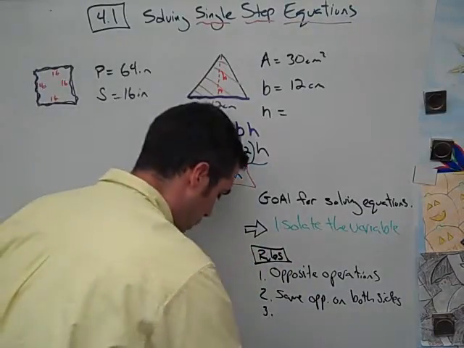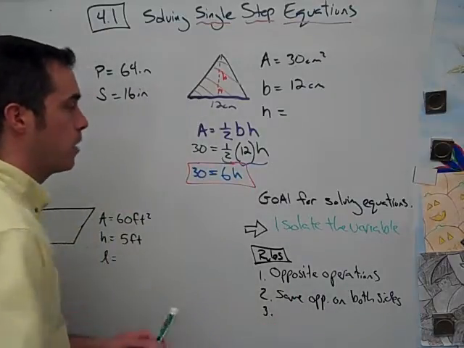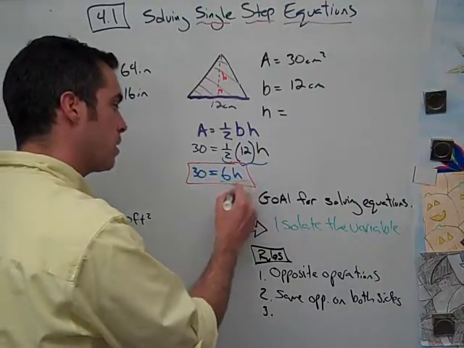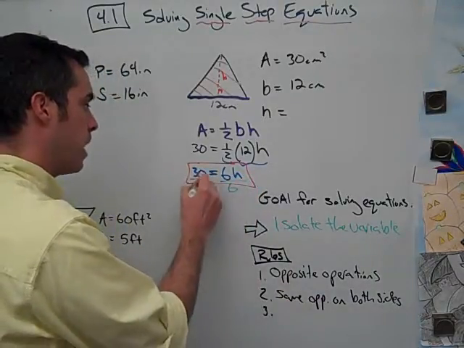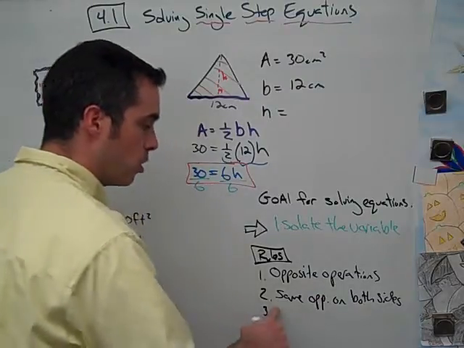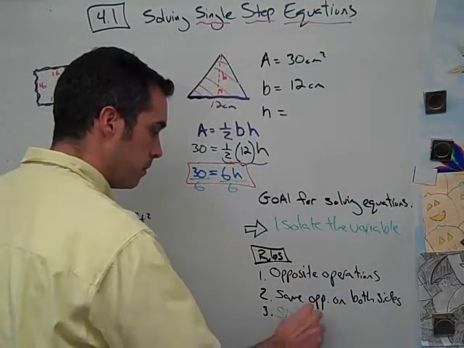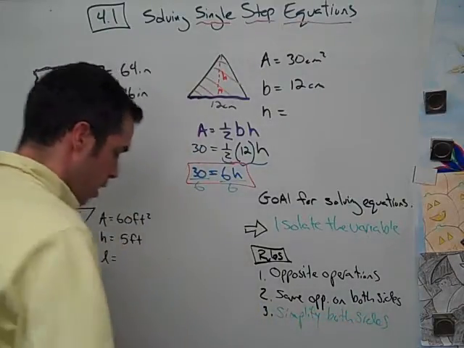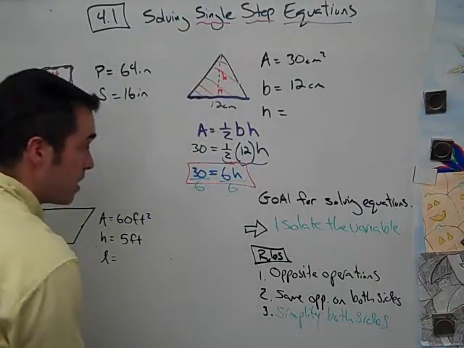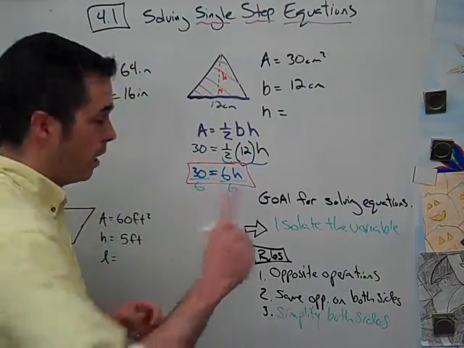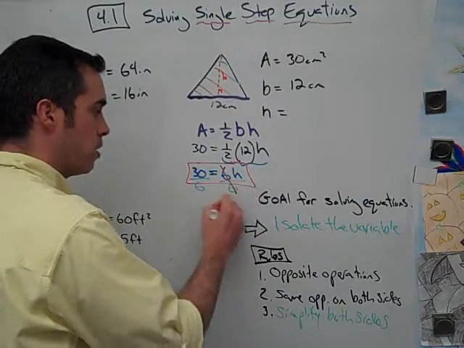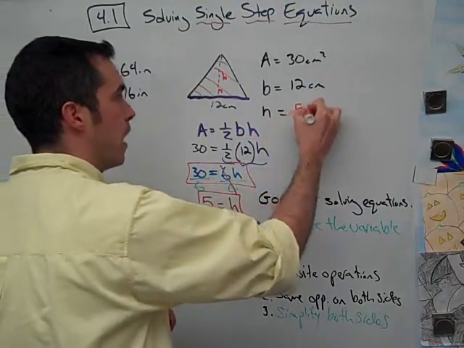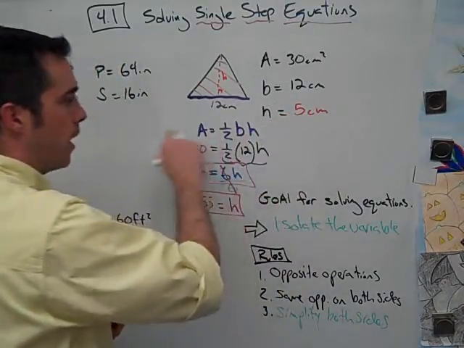What should I do? Well, my instructions say the opposite operation. The opposite of multiplying 6 by the variable h is to divide by 6. I'm going to do the same thing on both sides, and then I'm going to simplify both sides. Forgot to write that last time. Okay, so I'll have 6 divided by 6 is 1h, and 1 times h is just h, equals 30 divided by 6 is 5. So my height should be 5 centimeters.